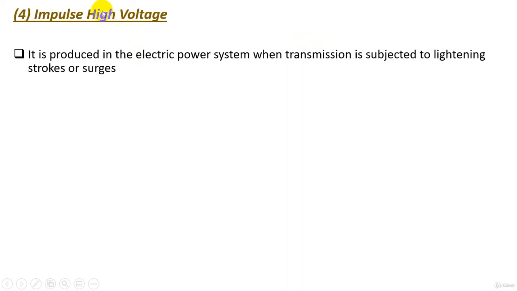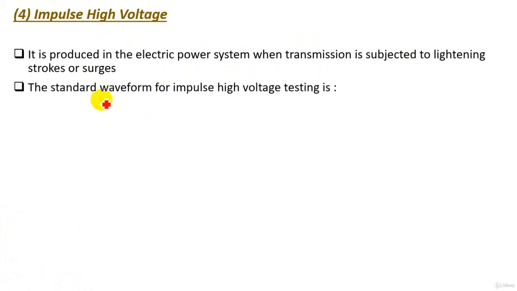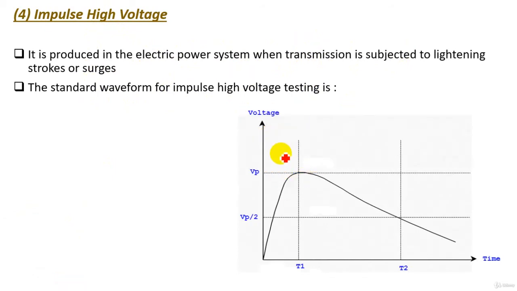The last type is impulse high voltage. Impulse high voltage is produced in electric power system when transmission is subjected to lightning strokes or surges. The standard waveform for impulse high voltage testing is like that. This is the standard waveform of impulse high voltage. As we see, the voltage first increases in very small time, and then the voltage falls like that. This voltage is the peak voltage, and we have time t1 and time t2.